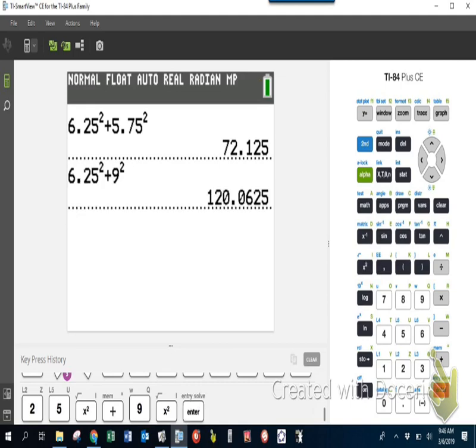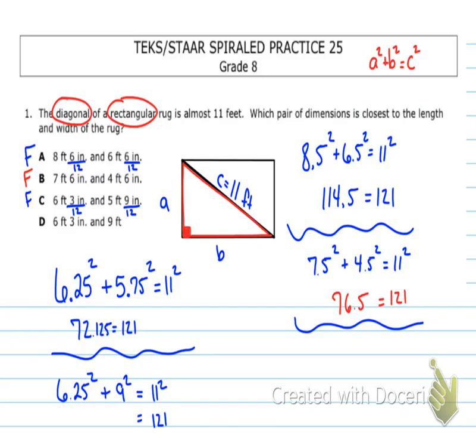And notice I get 120.06. And if I round that, that's 120.1. Now, while it may not be perfect, it's extremely close. So I'm going to go with this, but I also want you to notice that they use the word closest, which is closest to the length. This is going to work. So the dimensions for the length and width must be D. That's the only one that comes close. So be careful with the word diagonal, which is a hint for the Pythagorean Theorem. Okay, all right, moving on.